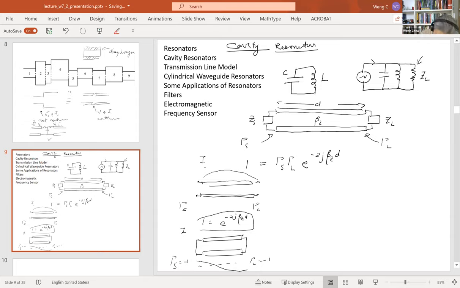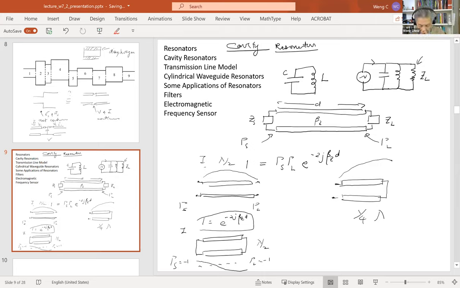However, if I can do something clever, I put a short at one end and put an open at the other end. How would the current distribution look if I were to have this structure? The current distribution will look something like this, right? Zero at this end, and then it builds up to the maximum where you have a short. So this thing will resonate at the quarter wavelength. This one resonates at half a wavelength. You can very easily see that.